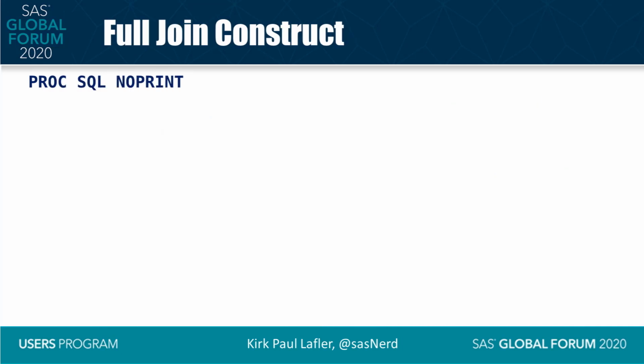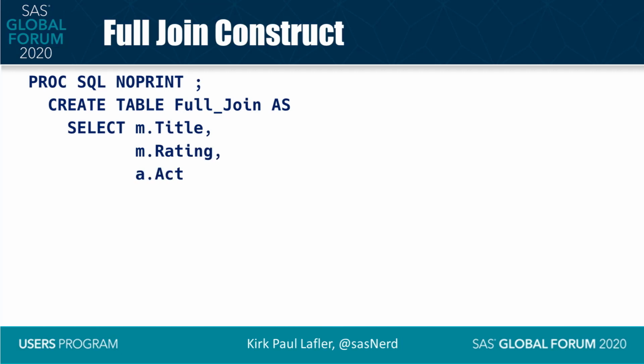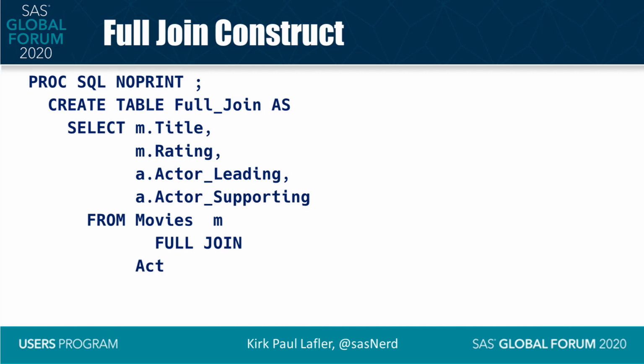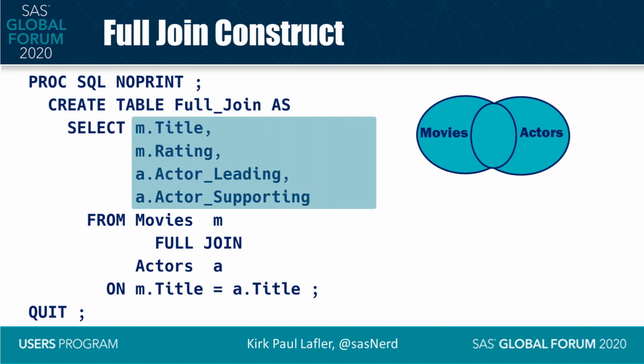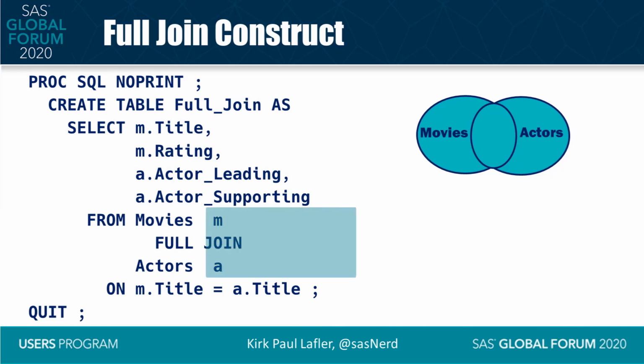Finally, let's take a look at how to construct a full join construct. In this example, we're going to create a table called work.fullJoin. Select the same columns we did earlier, title and rating from the movies table, actor leading and actor supporting from the actors table. Our from clause is going to specify the movies table, and the keyword here to indicate the join construct is going to be a full join.